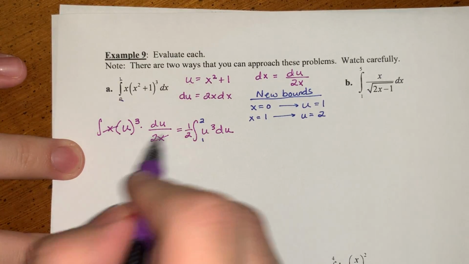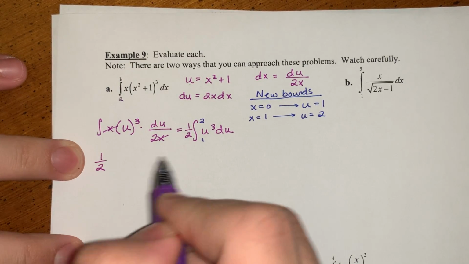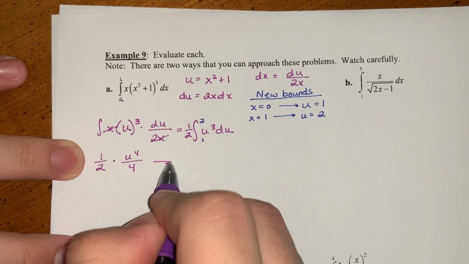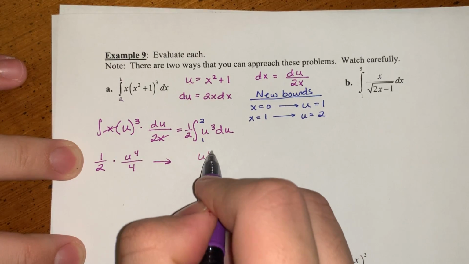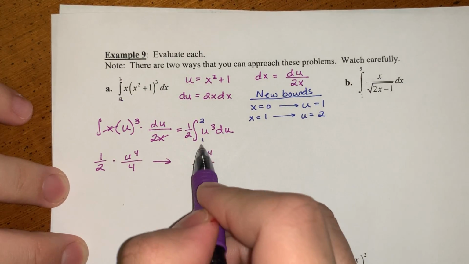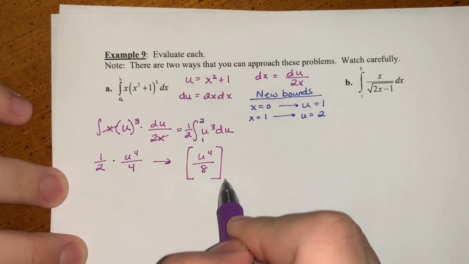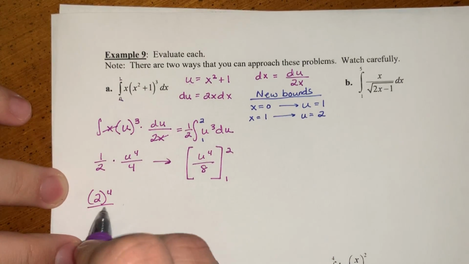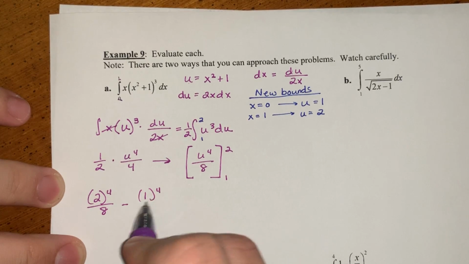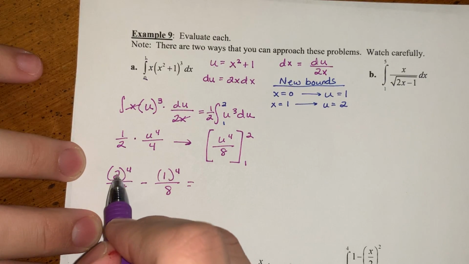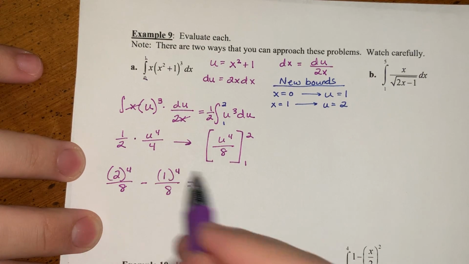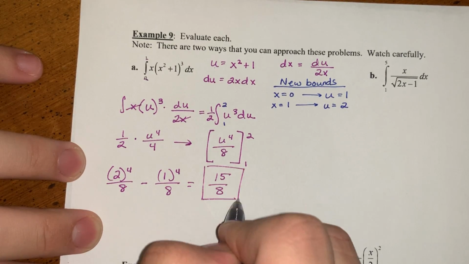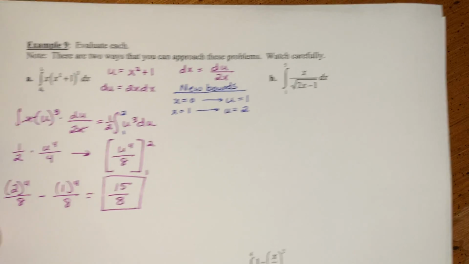So now I'm going to go ahead and do this integration. I have 1/2 times u to the 4th over 4, right? And that's the integral of that. So let me write that instead as u to the 4th over 8. And now I have to evaluate this from the bounds of 1 to 2. So I plug in my 2. So 2 to the 4th over 8 minus 1 to the 4th over 8. So that becomes 16 over 8 minus 1 over 8, which becomes 15 over 8. There's my answer.